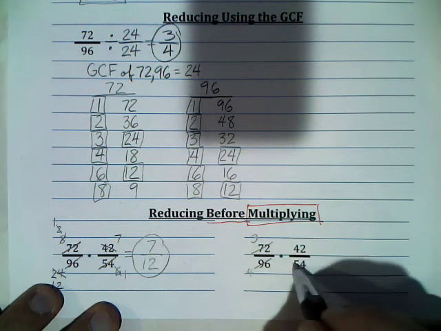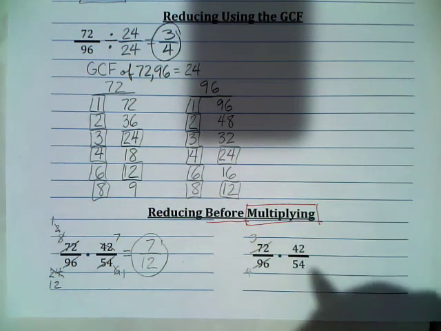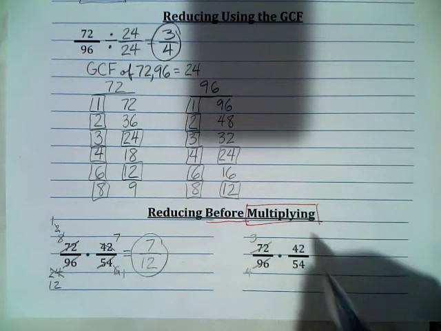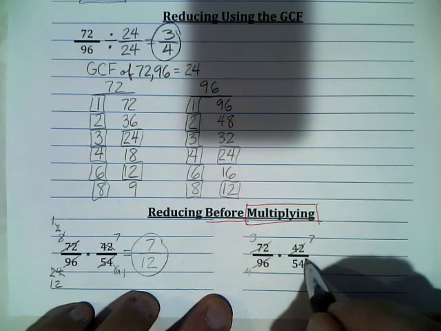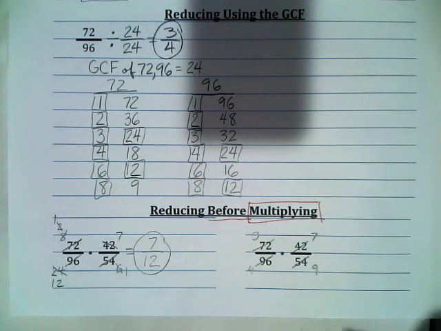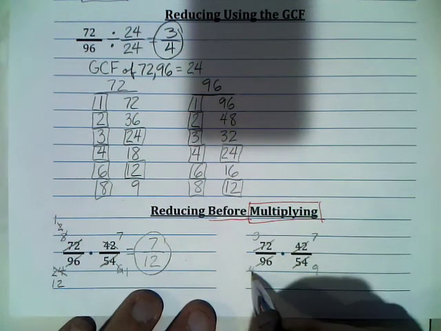Now 42 and 54, we know that 6 goes into both of those. 6 goes into this 7 times. 6 goes into that 9 times. I got a 3 and a 7 on top. I got a 4 and a 9 on bottom.